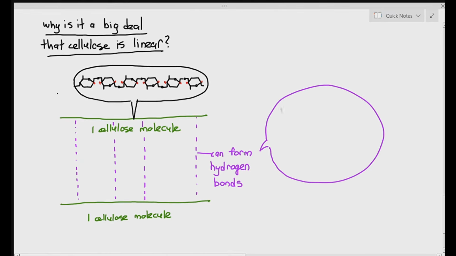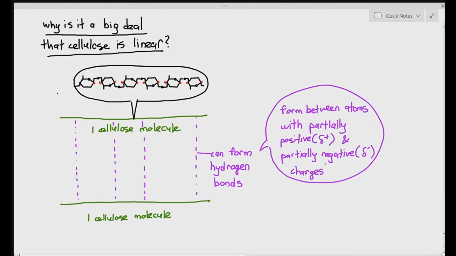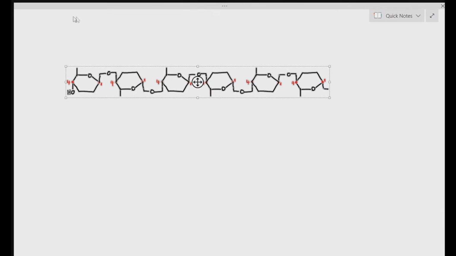So what exactly are hydrogen bonds then? Hydrogen bonds form between atoms with partially positive charges and partially negative charges. I will be talking about hydrogen bonds in the next video, so you don't have to worry about that. But right now, we just have to know that if an atom has a partially positive charge and another atom has a partially negative charge, they can form something known as a hydrogen bond, which I've signified with a purple colored dotted line. So let's just draw out one cellulose chain right here.